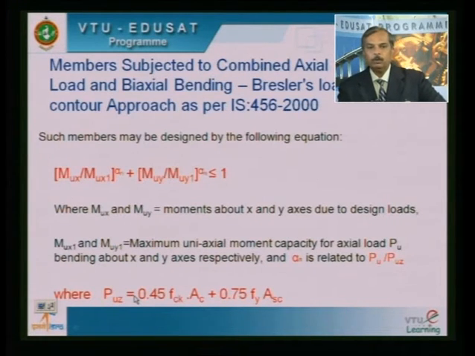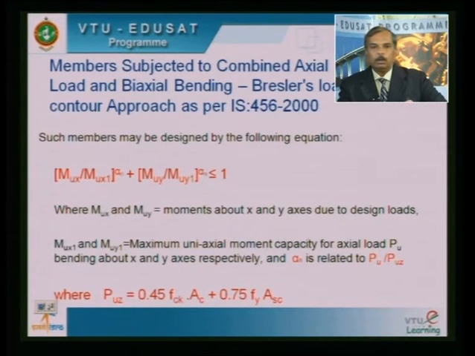This is not going to take the eccentricity of the column into consideration, and if the eccentricity is introduced, as I told you in yesterday's class, this has to be reduced. If you reduce the value of PUZ by about 10 to 11%, we are going to get PU, which is the practical load on the column.